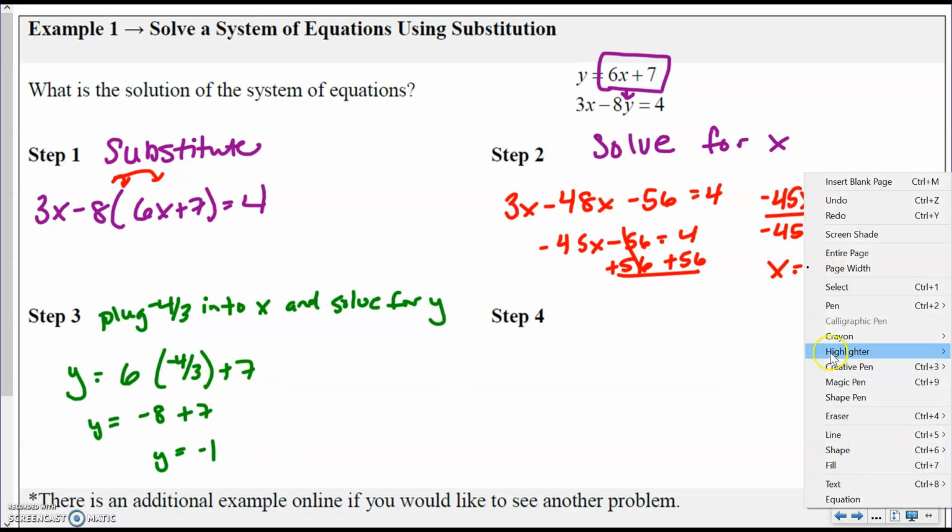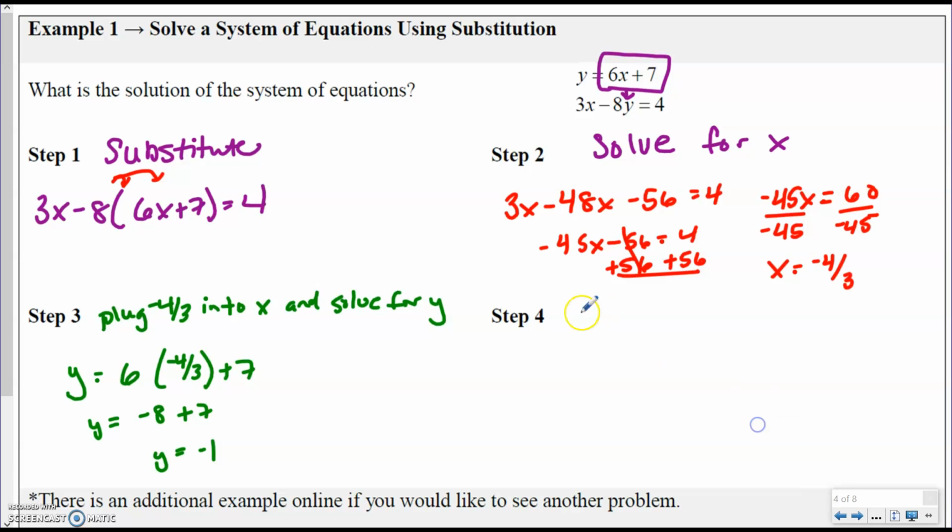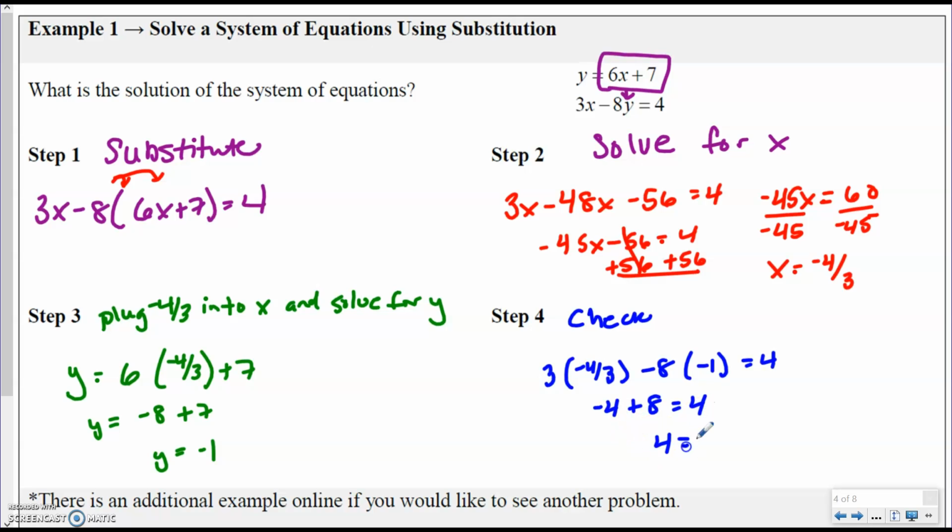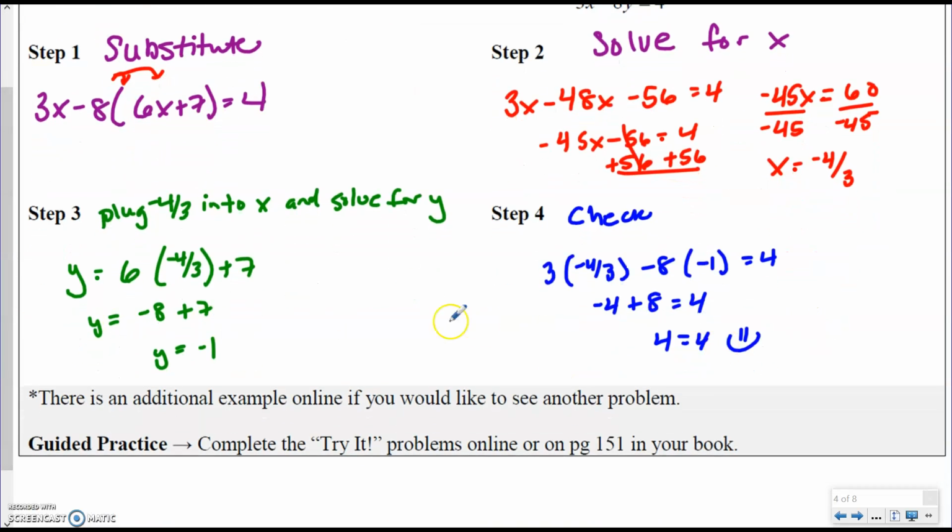Now, since I plugged that into the first equation, my last step is to check. We're going to check by using the equation we didn't use for step 3. So I'm going to do 3 times negative 4/3 minus 8 times negative 1/3, negative 1 equals 4. And if you plug this in the calculator, you get negative 4, and this one gives you a positive 8, so negative 4 plus 8 gives you 4. Okay, that works. So our solution is going to be negative 4/3 for our x and negative 1 for our y.